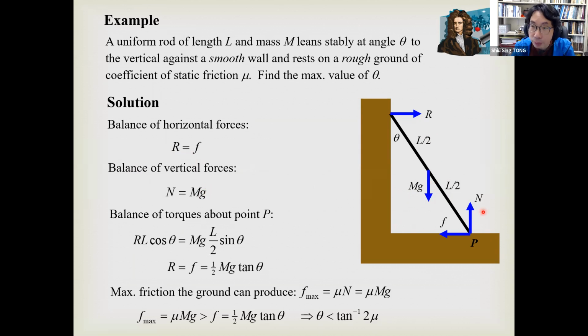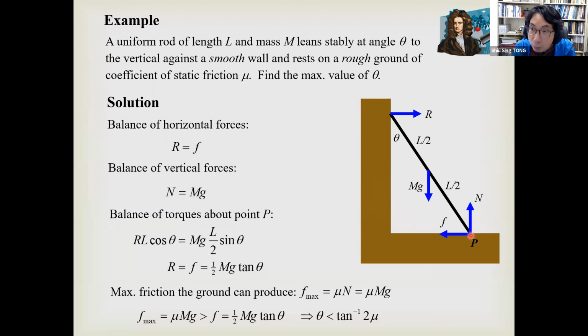Now for the vertical force, we also only have two vertical forces: the normal reaction from the ground and the weight mg of the rod. And these must again be equal. So the balancing of the horizontal and vertical forces simply gives you two simple equations relating the forces. Now we take moment about one point. We like to take moment about point P. That is the point where the rod is in contact with the ground.